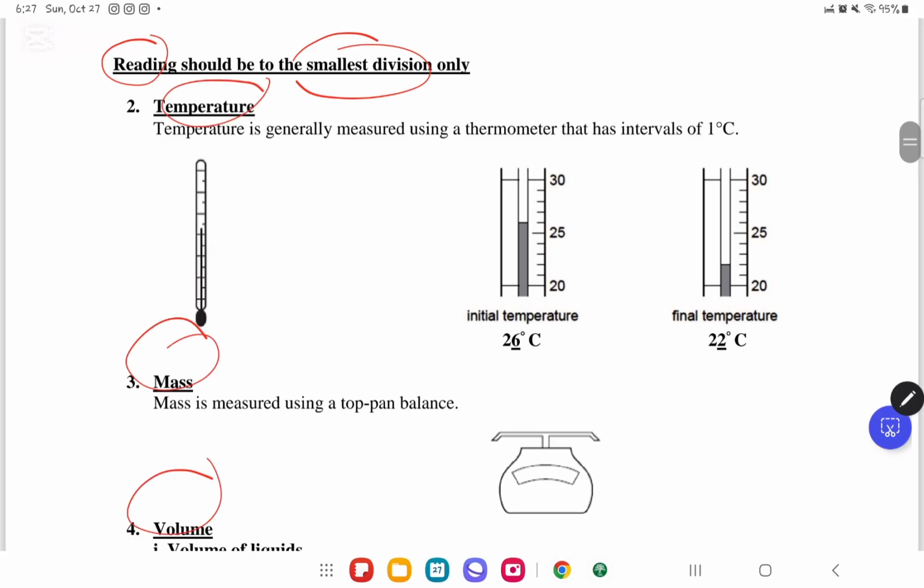So in temperature, over here, as we said, this is 26 degrees. And over here, this is 20, 21, 22 degrees Celsius. So if I put here like 25 degrees Celsius, it's wrong. Even though they're 3 degrees different, you have to use the smallest division. And looking at it logically, you'll see that it's not 25. 25 is over here. So it is 22 degrees Celsius.